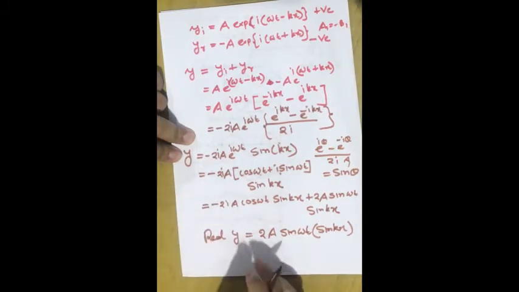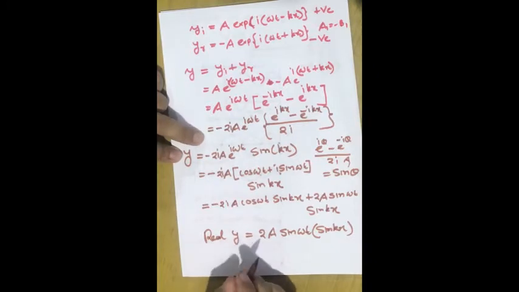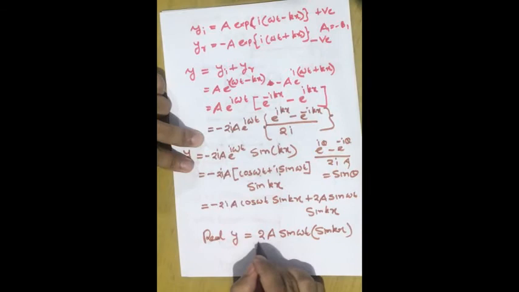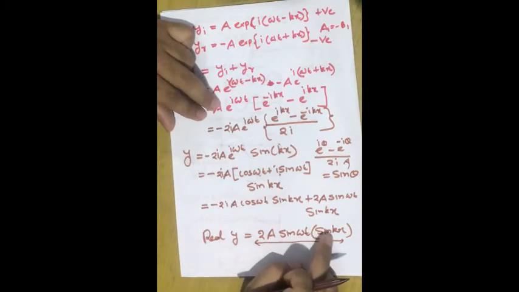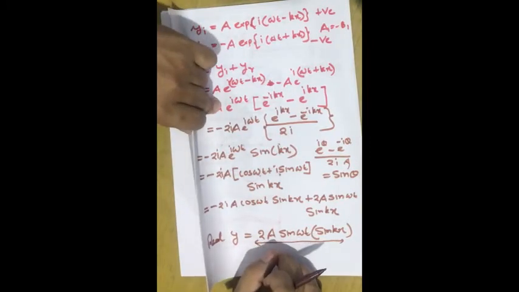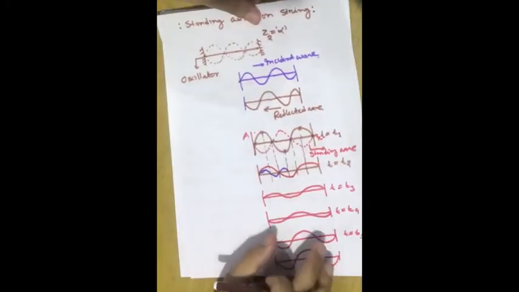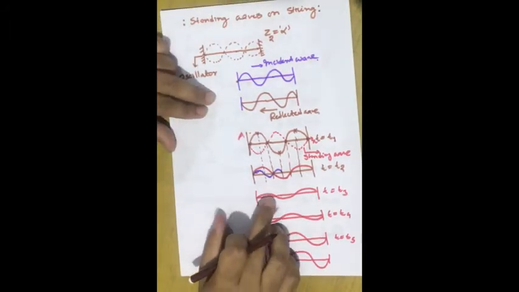Okay, so this is the resultant displacement of a standing wave. So the standing wave we are basically going to determine from this equation. Now let's see what the sin ωt and sine kx terms will do in the case of a standing wave. For that, let's come to this picture.